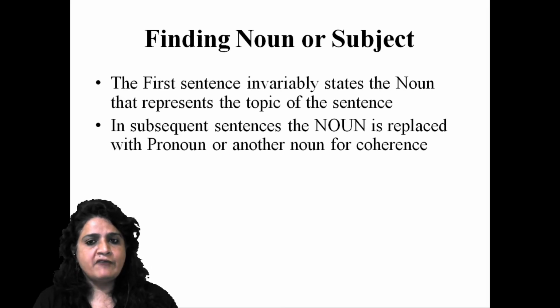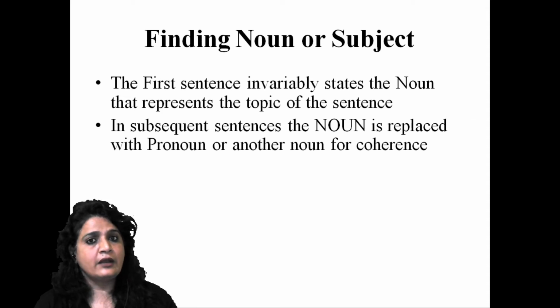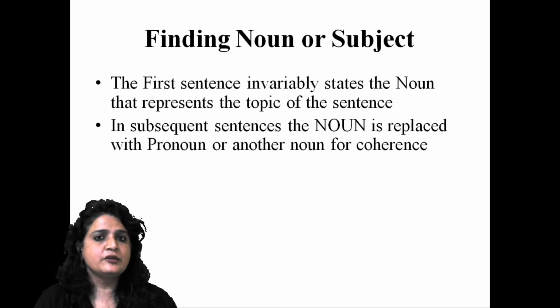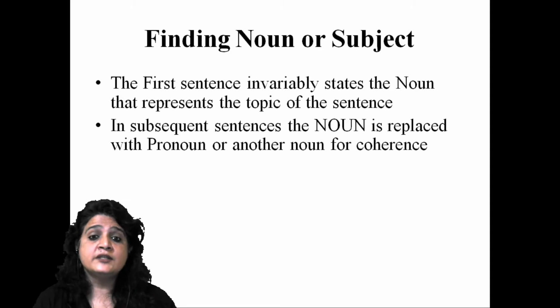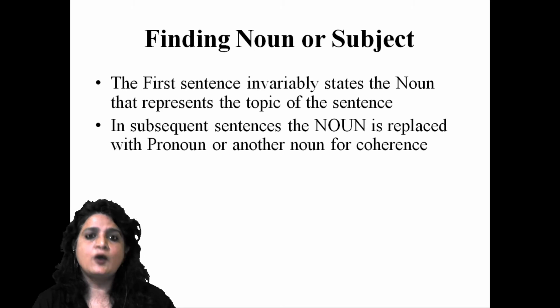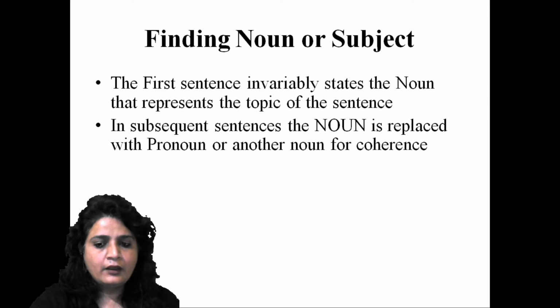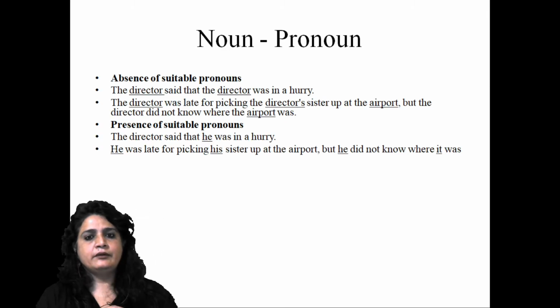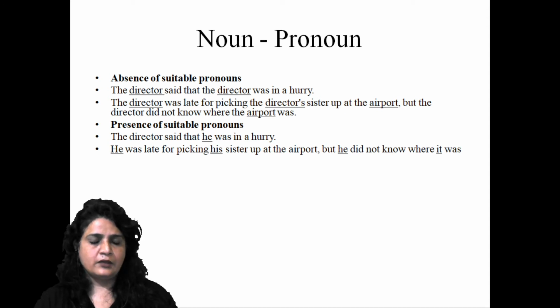So the first sentence invariably states the noun that represents the topic, what that noun is, and how that noun is going to be replaced by a pronoun or other nouns. Now, in subsequent sentences, the noun is replaced with a pronoun or other noun for coherence. This is how referencing is done in a paragraph. You don't keep repeating one noun or one name, but you replace it with a suitable pronoun. Now let's see with an example how clumsy writing can be if the author keeps going for one noun continuously, in the absence of a suitable pronoun.